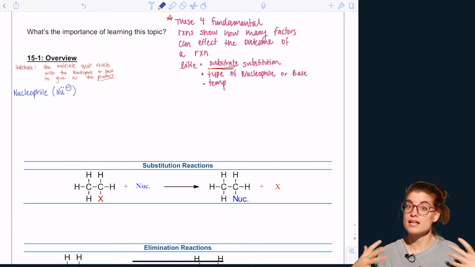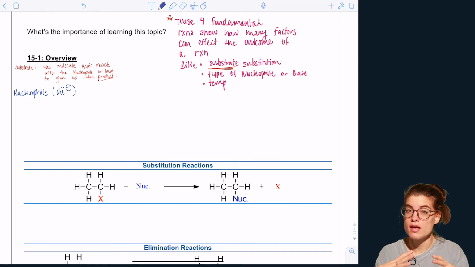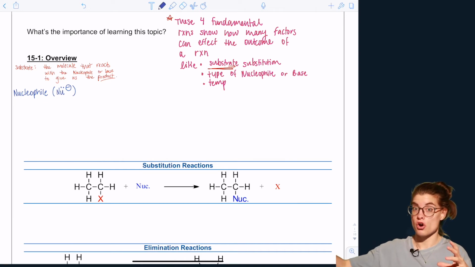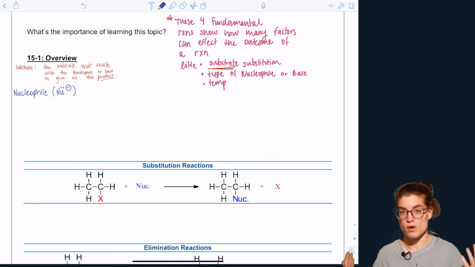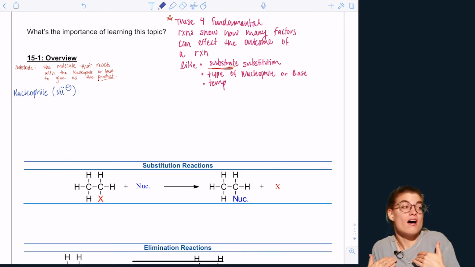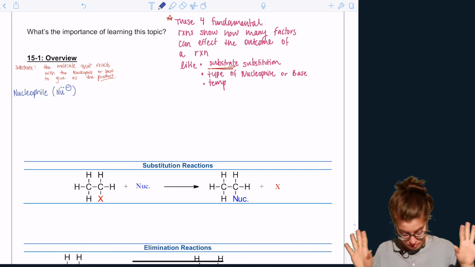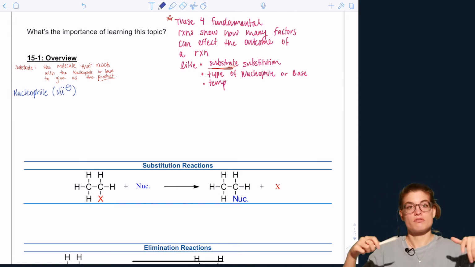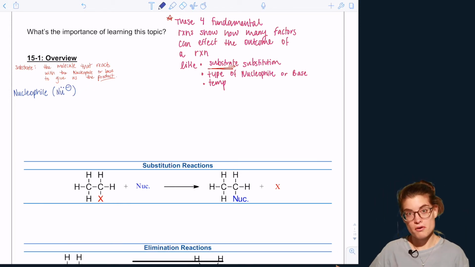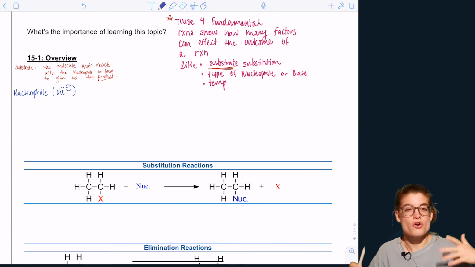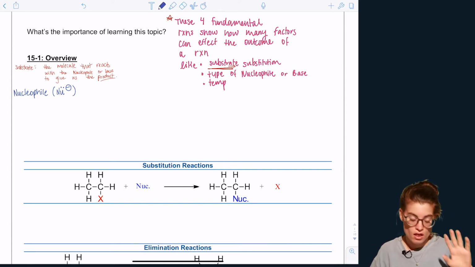Well, if something loves positives, then that means its own charge is what? Positive or negative? Negative, exactly, right? Because remember, opposites attract. So if I love positive, then I must be negative because opposites attract. And so that's kind of the logic of how you could remember, oh yes, nucleophiles are negative-ish, right? But that's not the official definition.